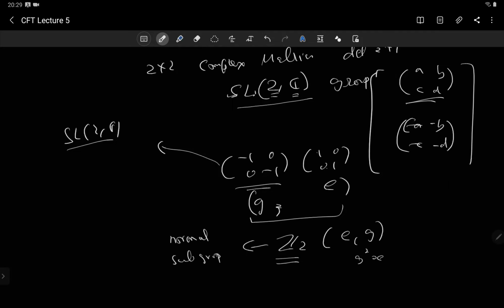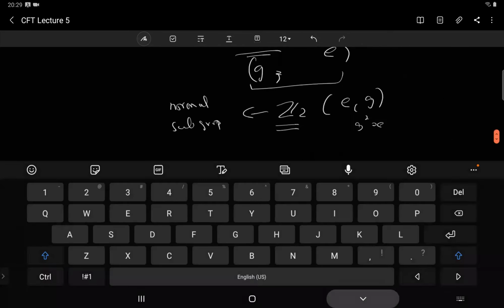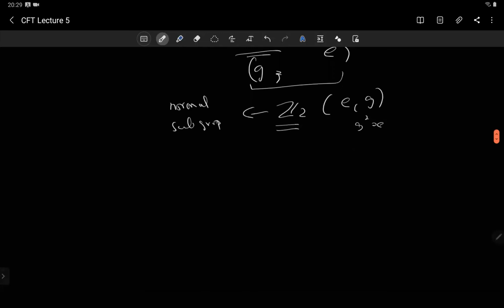Normal subgroup means if you form a coset, then the left coset and right coset are the same. It forms a normal subgroup. And the cosets, how do you form the cosets? So if you take any group element G, and then you multiply by this Z2 subgroup, you multiply from this side or you multiply from the other side, it is the same thing.